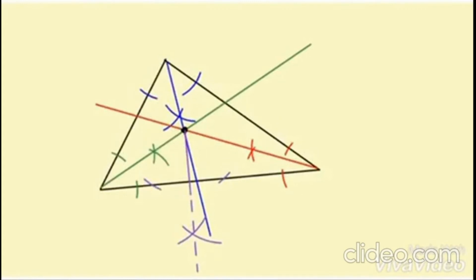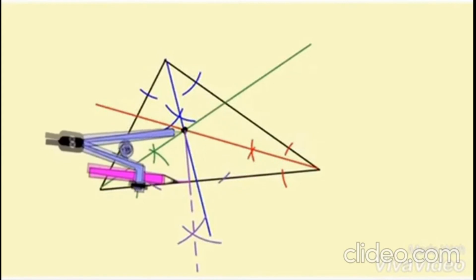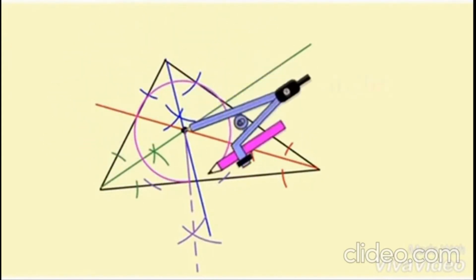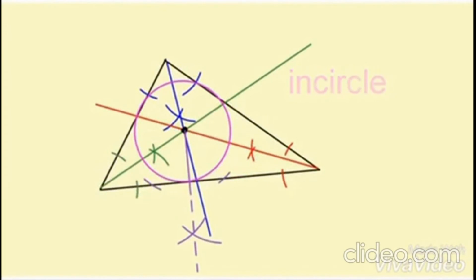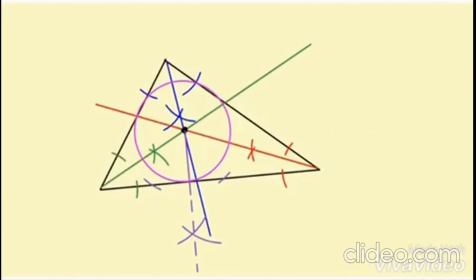To finish the circle, take your compass, put the center at the incenter, adjust the compass so that it measures the length of the radius and draw your circle. The circle that you have just drawn is called the incircle because it is inscribed in that triangle. Now, the final comment: the incenter will always be in the interior of the triangle.